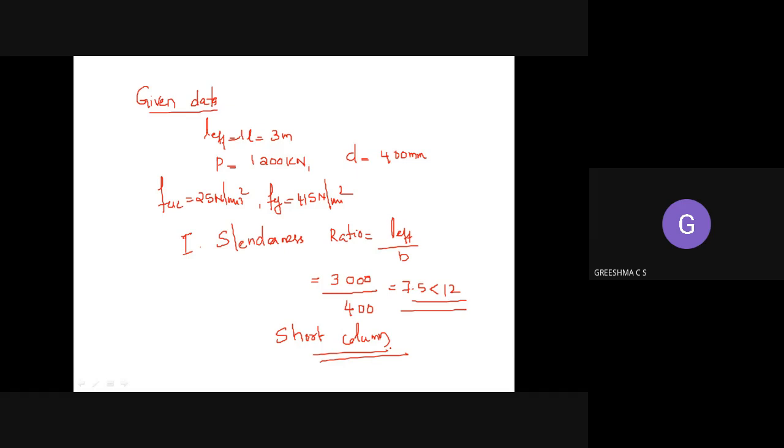Okay, so you have to write with me. Step number 2. Let's see the eccentricity. Step number 2. Let's find out the eccentricity.